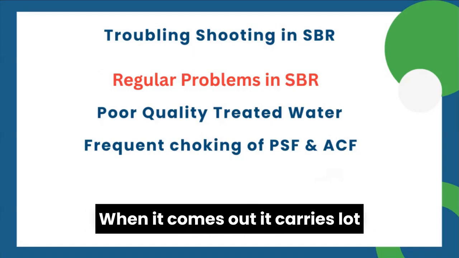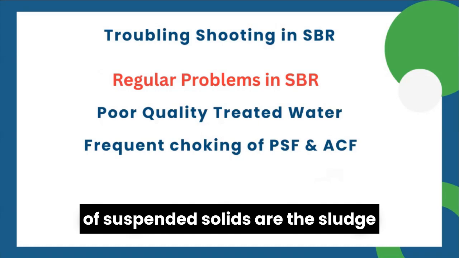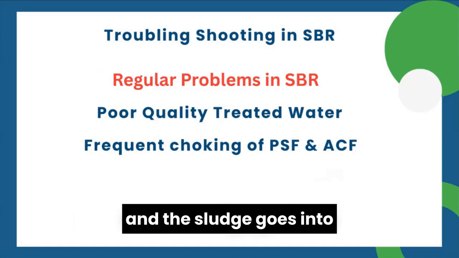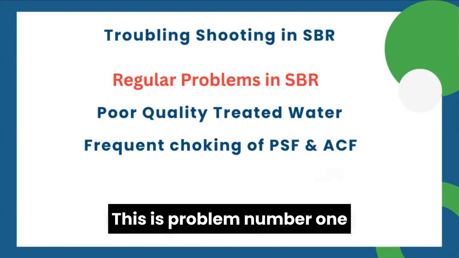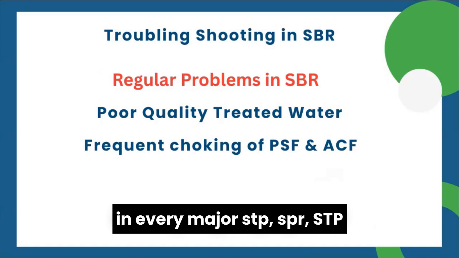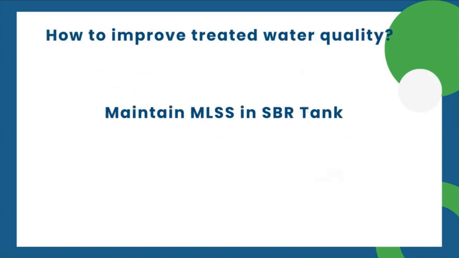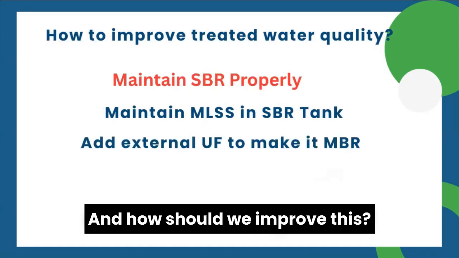When it comes out, it carries a lot of suspended solids or the sludge, and the sludge goes into the sand filter and carbon filter, choking them very frequently. This is problem number one in every major STP, SBR STP that I have come across. And how should we improve this?